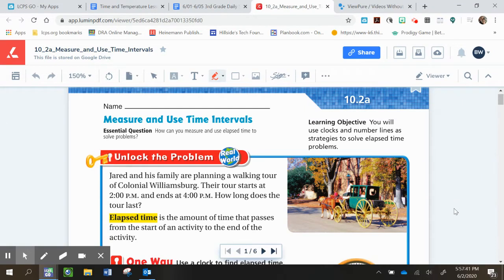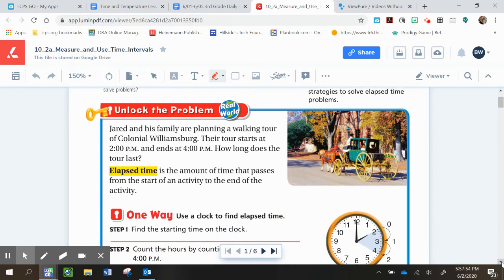Last lesson for time is about measuring and using time intervals. And so we're going to talk about elapsed time. You're going to use clocks and number lines to help you solve these problems. So elapsed time is the amount of time that passes from the start of an activity to the end of an activity.